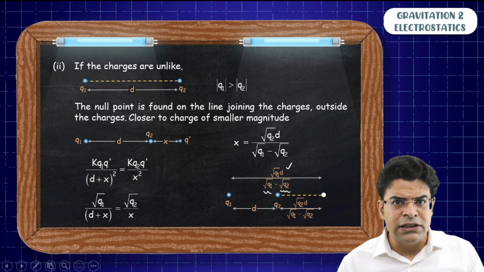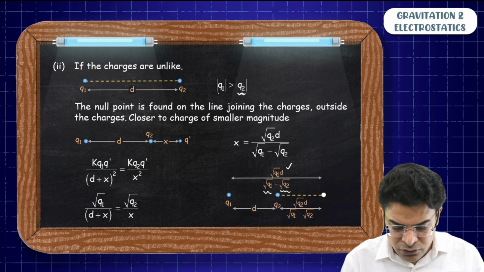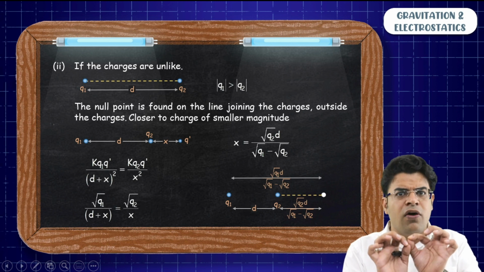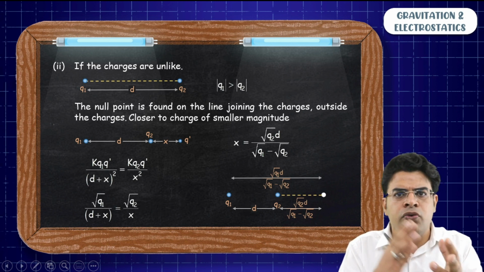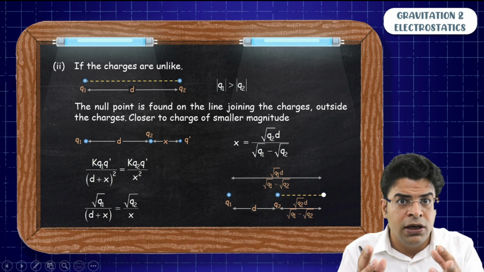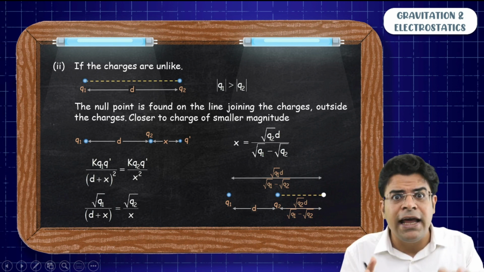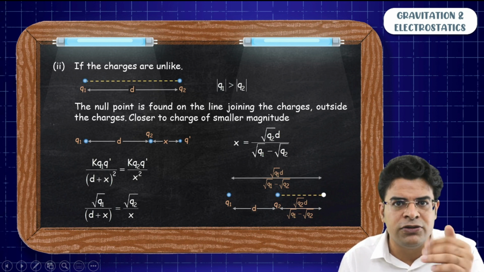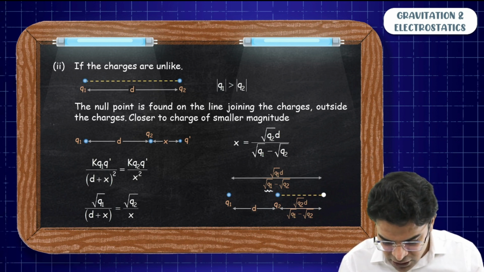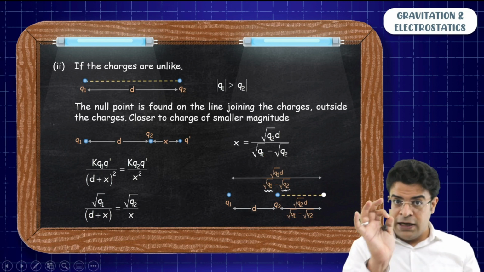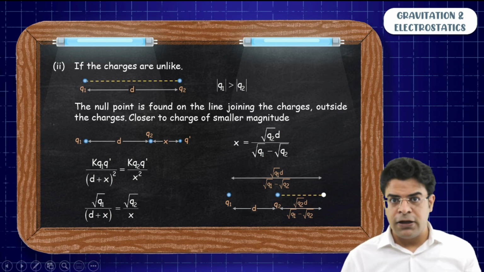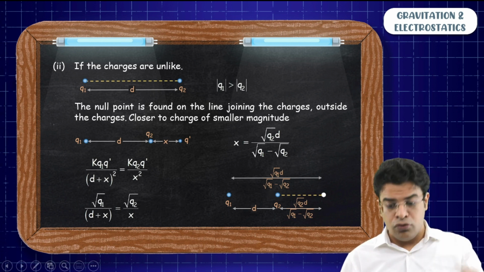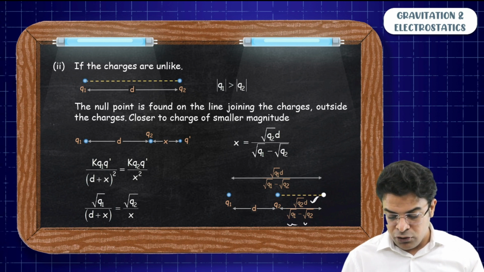And it's obvious, if Q2 has less magnitude than Q1, then root Q2 should be subtracted from root Q1. In case of addition, you have no problem, root Q1 plus root Q2 or root Q2 plus root Q1, when you have like charges. But when you have unlike charges, you are subtracting. So you should have this in mind, which one is subtracted from which one. Isn't it obvious that the larger one minus the smaller one? So root q1 minus root q2. So the distance from q1 comes out to be root q1 d upon root q1 minus root q2, and the distance from q2 comes out to be root q2 d upon root q1 minus root q2.